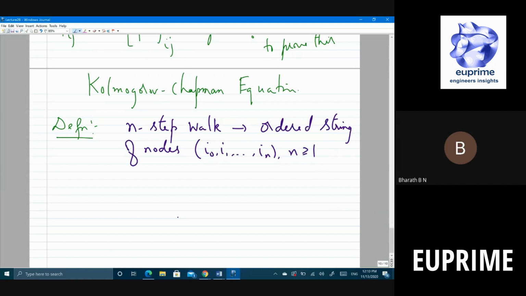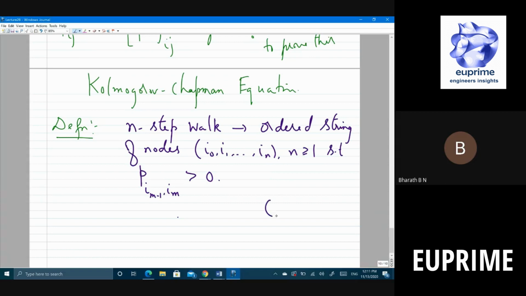Such that there should be an arc from i0 to i1, and so on up to i_{m-1} to i_m. What does that mean? That means the probability of you going from i0 to i1 in one step should be non-zero. The probability of going from i1 to i2 should be non-zero, and so on. The probability of going from i_{m-1} to i_m is non-zero. If this probability is 0, there is no arc between the two states; the arc would be vacuous because the weight will be 0.